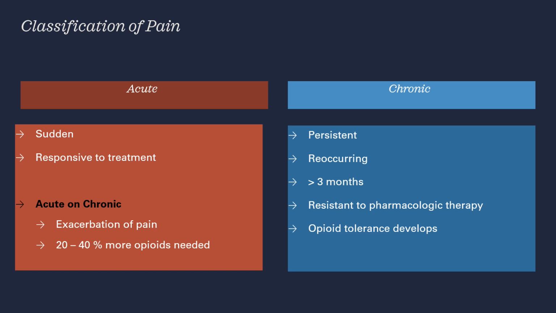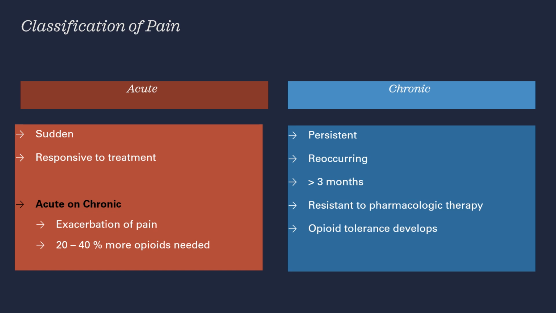We can have acute on chronic pain, where an individual with chronic pain has an exacerbation of pain. For example, a person with chronic back pain is involved in a fall and now has exacerbation of the back pain due to a new injury. This is an increase in pain from the new injury, but with a background level of chronic pain.